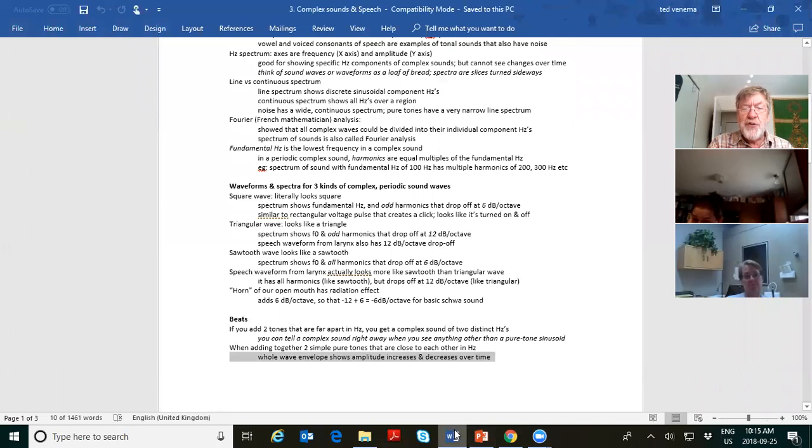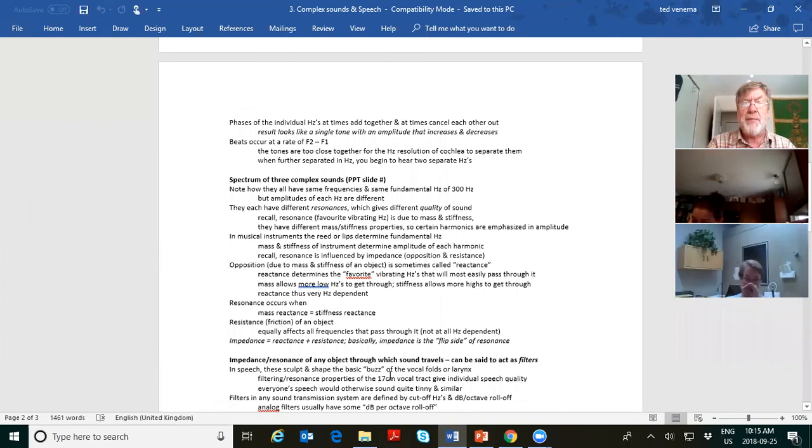When adding 2 simple pure tones that are close to each other in frequency, the whole wave envelope shows amplitude that increases and decreases over time. Phases of the individual frequencies at times add together and at times cancel each other out. The result looks like a single tone with an amplitude that increases and decreases. Beats occur at a rate of frequency 2 minus frequency 1.